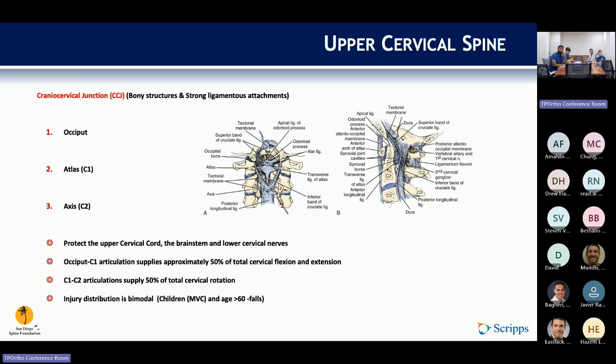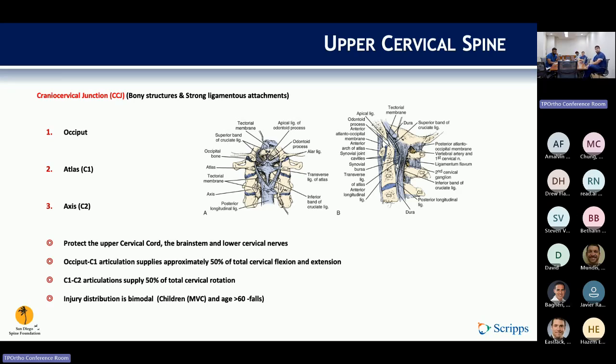It's basically an articulation of the occiput and C2 with C1 as an intermediary. And remember that this junction has some important implications in flexion, extension, and rotation of the head. In fact, 50% of the rotation and 50% of flexion extension comes from this junction. So certainly got to remember this when we're considering fusing to the occiput because it can definitely have a significant impact on our patients.